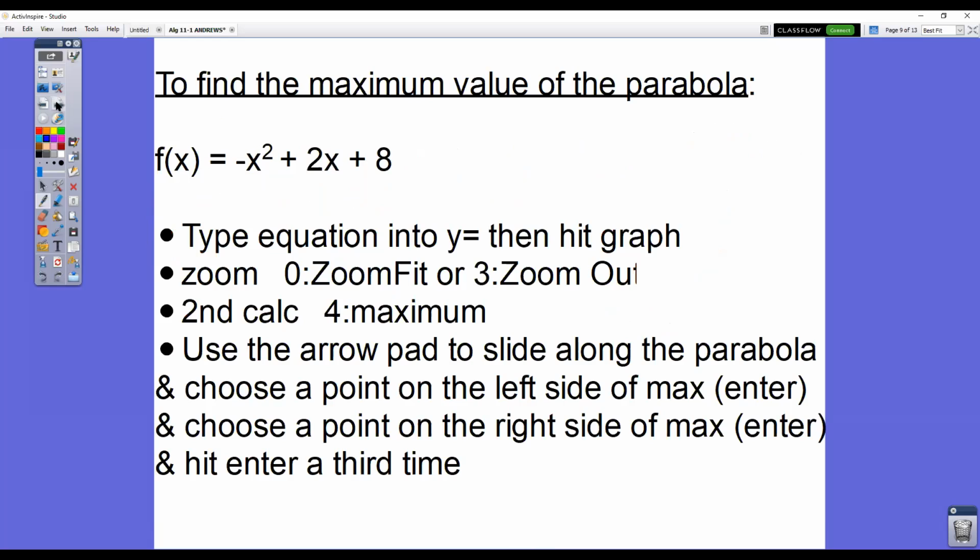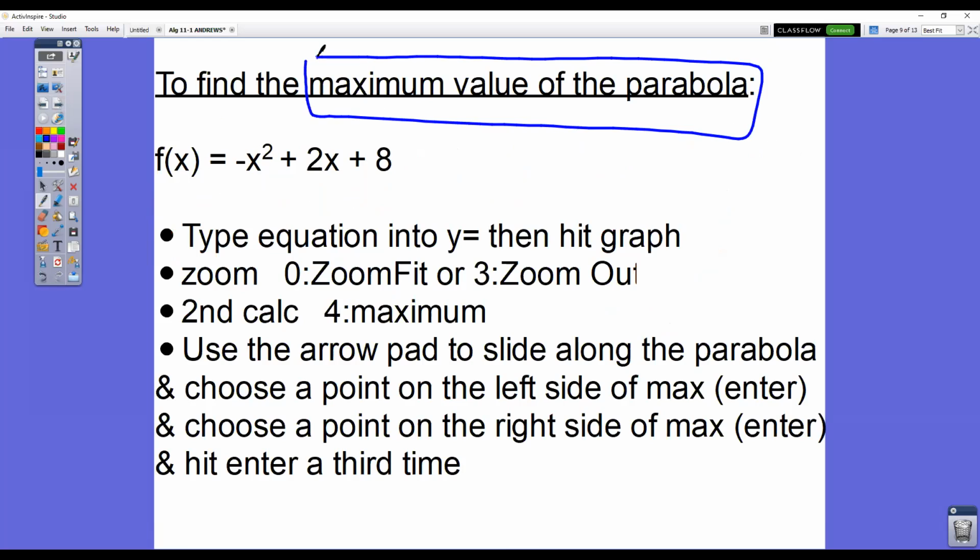The last thing that I need to show you is how to find the maximum value on the parabola. Now, your maximum value on your graph of your parabola, here's our axes. Here's our graph of our parabola. The maximum value is the highest point on the parabola. For those of you in class, and if you have your calculator at home, go ahead and type that equation into your y equals.